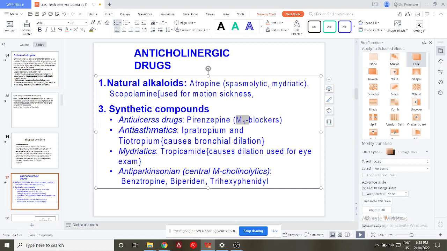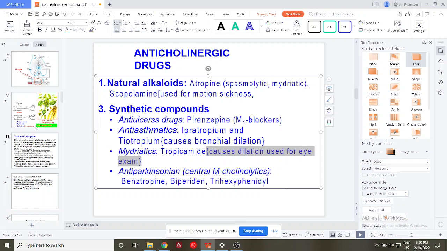Also, it can be used by asthmatics. Ipratropium and tiotropium are going to cause bronchial dilation. Please take note of this, it is a core question. Ipratropium and tiotropium are anti-asthmatic drugs and are going to cause bronchial dilation. Also, mydriatics. Tropicamide causes dilation, so it can be used for eye exams by ophthalmologists. Also, anti-Parkinsonian drugs. Some of the drugs here are benztropine and trihexyphenidyl.